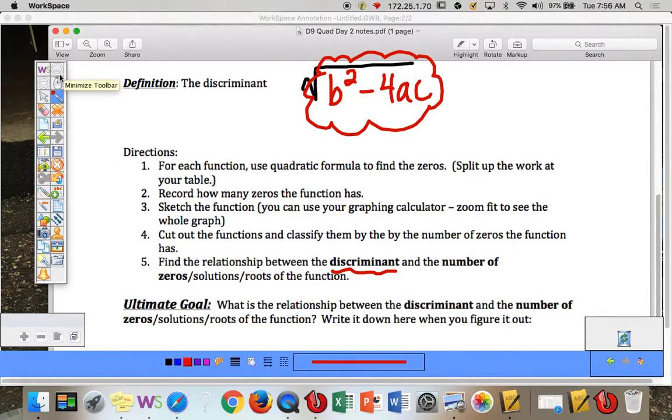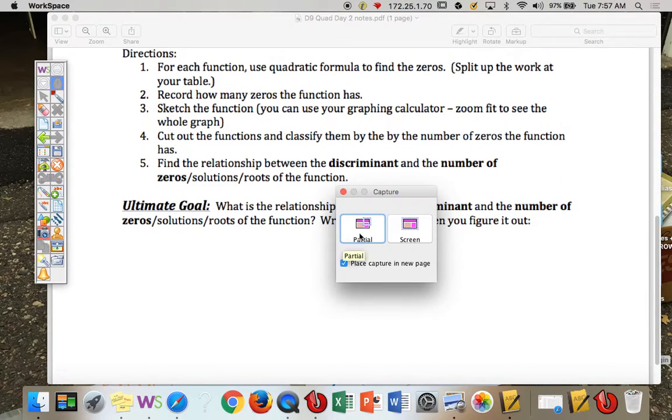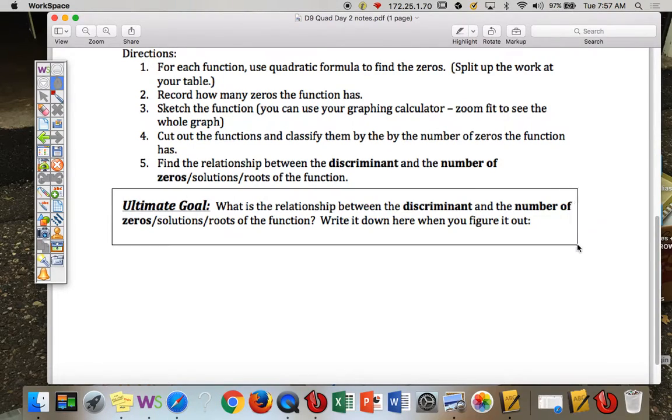So in class we're going to look at 6 different quadratics and classify them and answer this question. What is the relationship between the discriminant and the number of zeros, roots, or solutions of the function? So in class, as we explore, this is what we will discover.